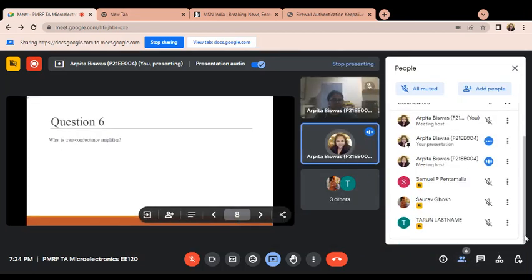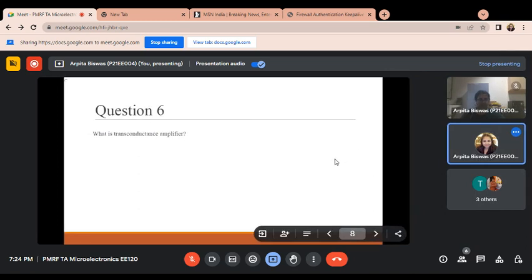Tarun, are you getting the point? Yes, ma'am. Now can you explain what is transconductance, and what do you understand from this transconductance amplifier? And basically, transconductance amplifier measures the input signal with respect to the output signal current.